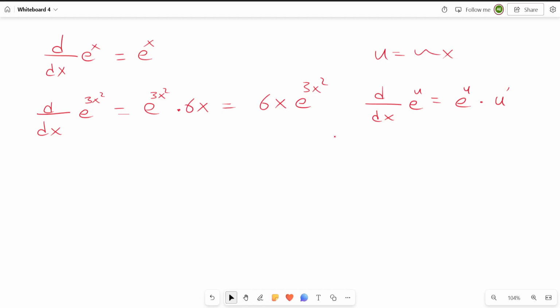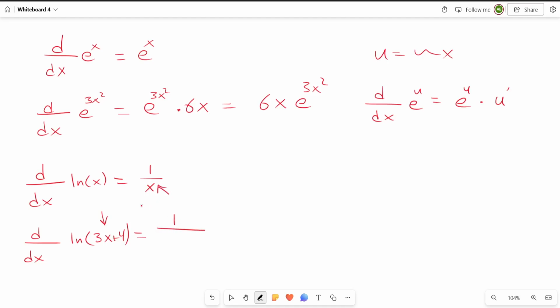Okay, so let's continue. Let's take the next idea, which is the differentiation of the natural log of x. The differentiation of the natural log of x is basically 1 over x. Again, chain rule applies. So let's say we have an example of d by dx of ln of 3x plus 4. Again, we're going to differentiate the big function, considering this 3x plus 4 as just a simple x. So it's going to be 1 over, instead of x, whatever is inside. So it's going to be 1 over 3x plus 4.